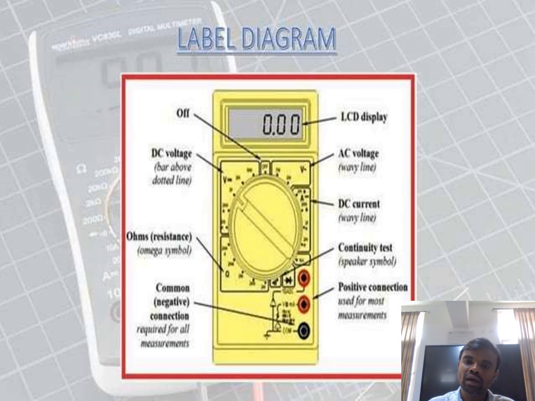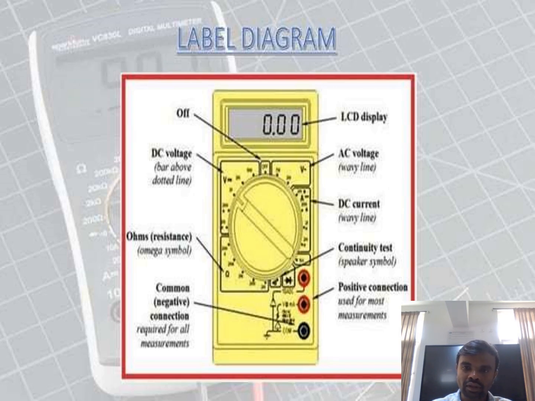We also have a number of ports at the bottom of the digital multimeter. The black one represents the common or negative connection. Then we have two red ports. The red port with 20 milliamps is not usually connected; it is connected only when high currents are to be measured. Otherwise we use the second, the top port, for making connections.